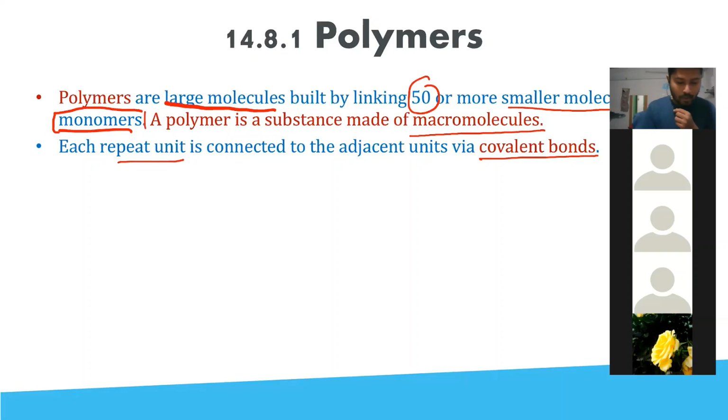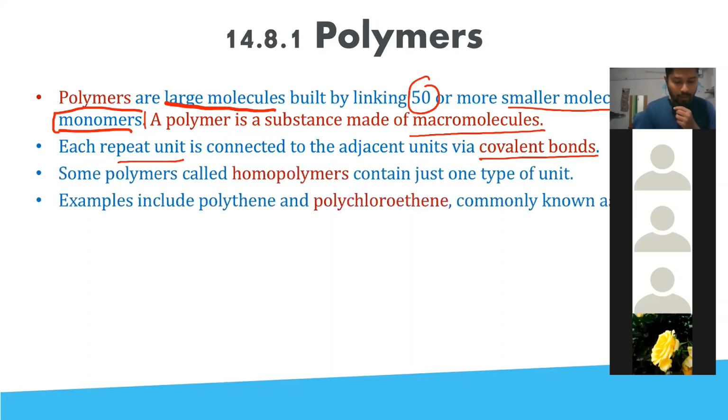So that means when monomers react, one monomer or one smaller molecule to another smaller molecule, they are connected by covalent bonds, since all are nonmetals. Some polymers are called homopolymers, which means they contain one type of unit. Example, polythene, polychloroethene, which is also called polyvinyl chloroethene or PVC.